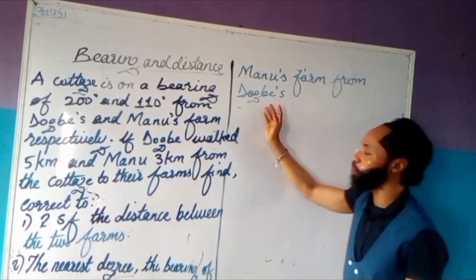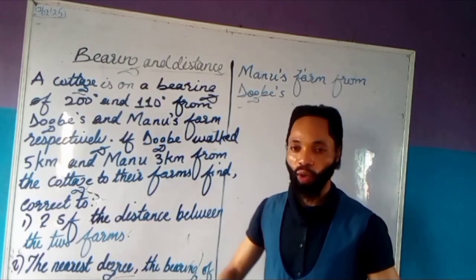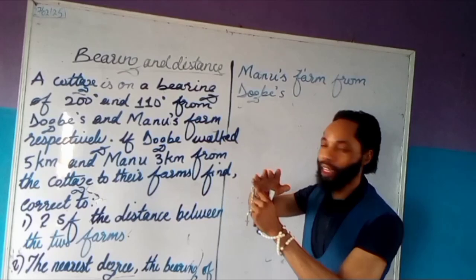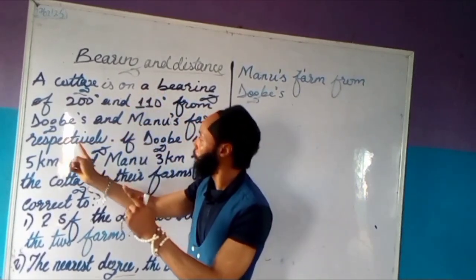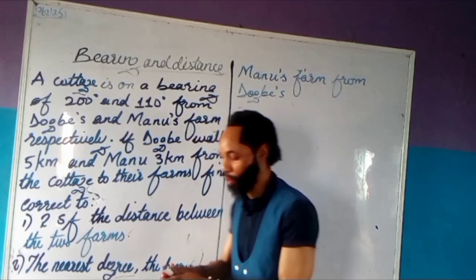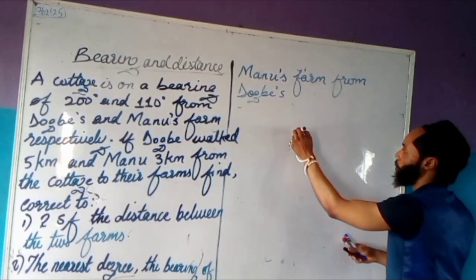Manu's farm from Dogway. So we are going to, from the cottage, get a bearing of 200 degrees to Dogway's farm and 110 degrees to Manu's farm. That's what we're going to do. That's what the children require.